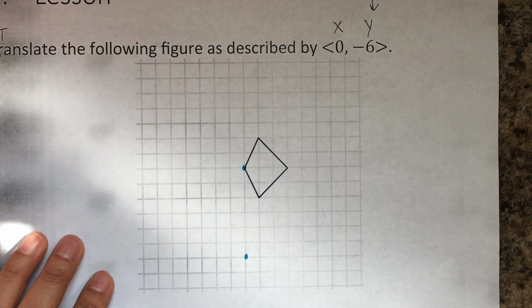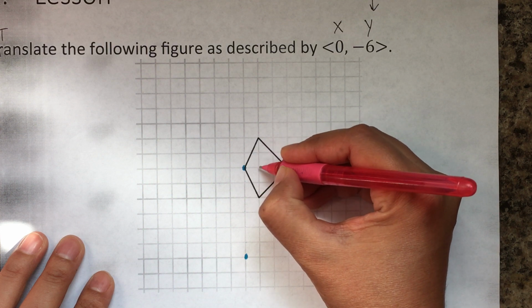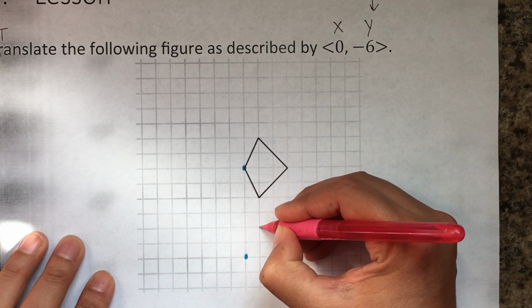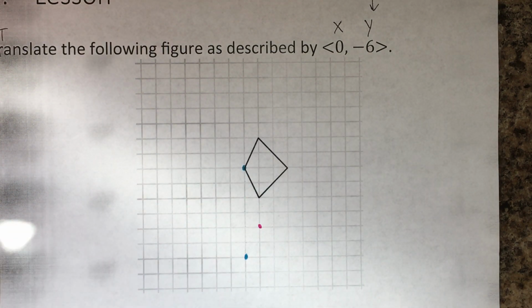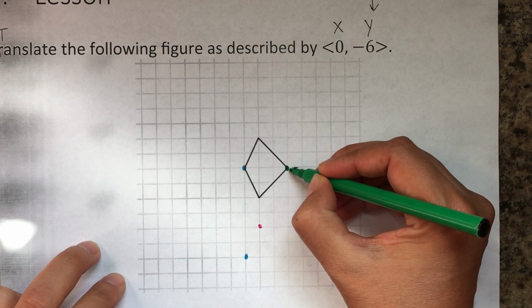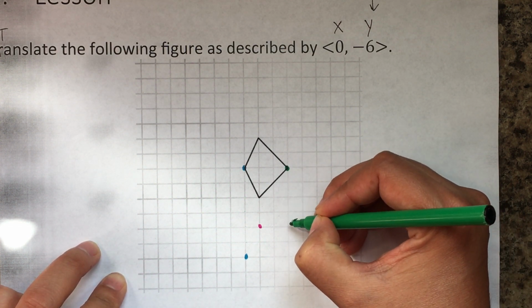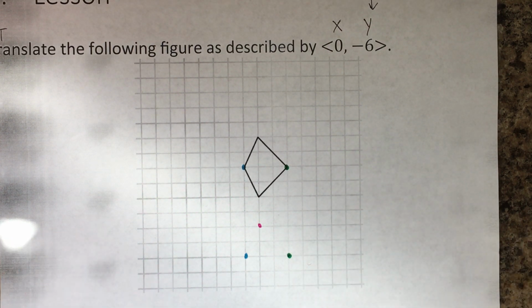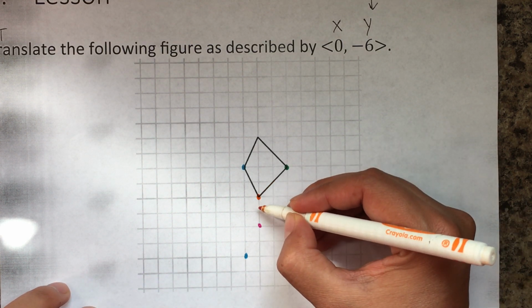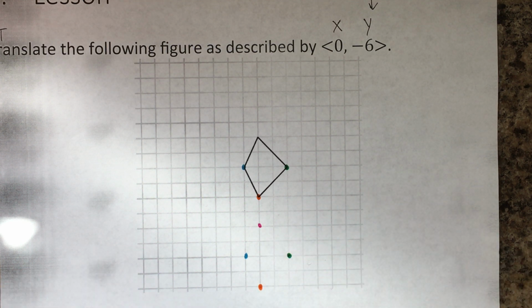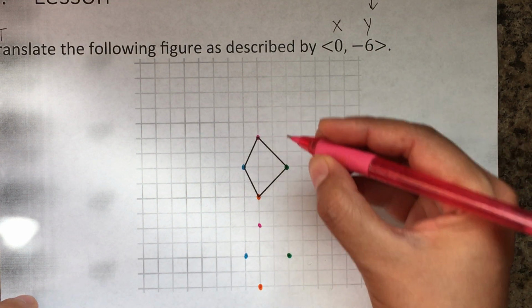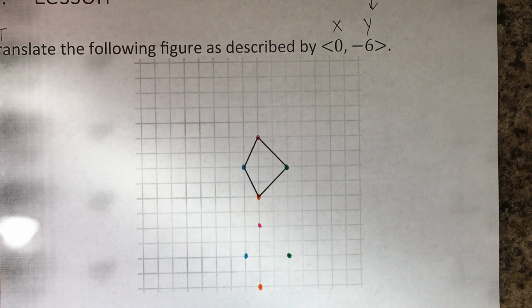Okay. Then we're going to do the pink point. 1, 2, 3, 4, 5, 6. Again, we don't count where we start. Okay. We don't count that point. It's just the next one. This one is 1, 2, 3, 4, 5, 6. And finally, our orange. 1, 2, 3, 4, 5, 6. Okay, so that's our figure. Translated by 0 on X and -6 on Y.